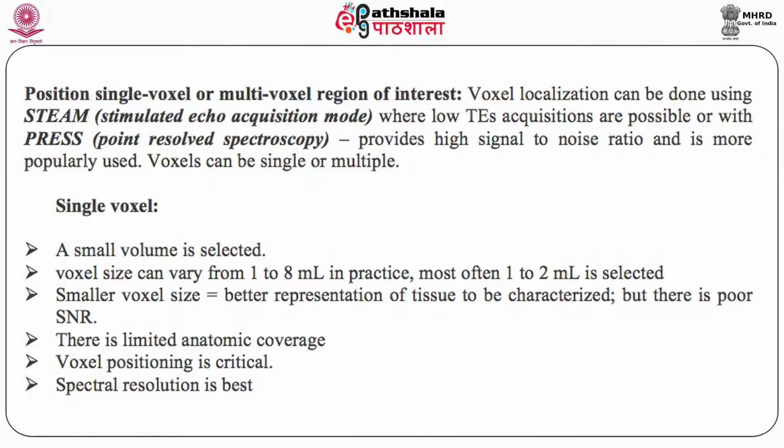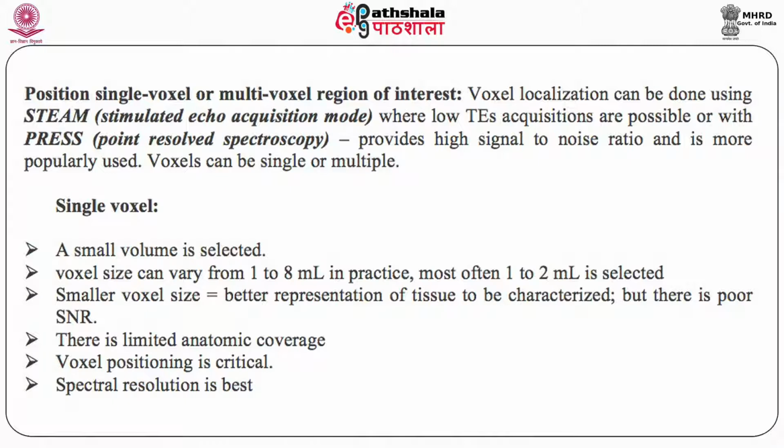Single voxel. A single voxel is a small volume that is selected. The voxel size can vary from 1 to 8 ml in practice. Most often between 1 to 2 ml is generally selected. Smaller voxel size gives a better representation of tissue to be characterized, but there is poor SNR if the voxels are increased in size. There is a limited anatomic coverage. Voxel positioning is very critical and the spectral resolution is the best using single voxels.